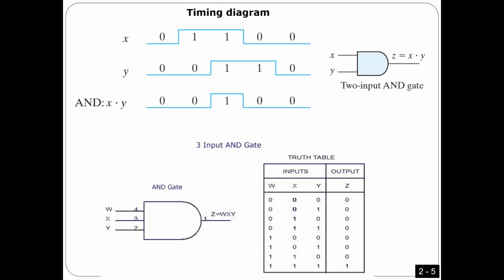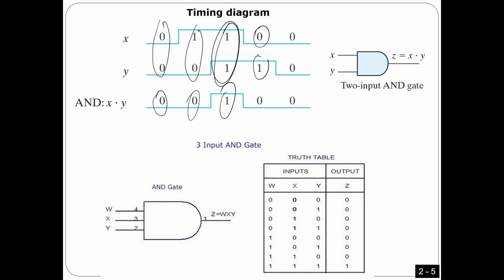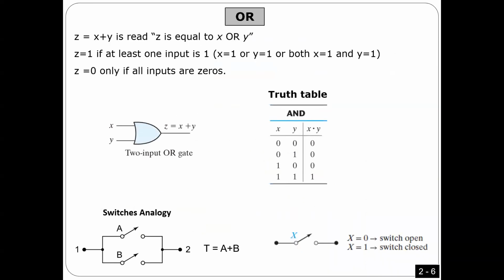Same thing. So for example, I show here a timing diagram. Look at the timing diagram. When it was 0, 0, I got 0. At the time when one input was 1 and the other one was 0, I got 0. When both inputs are 1 and 1, I got 1. 0 and 1 is 0. 0 and 0 is 0. Okay, any questions?